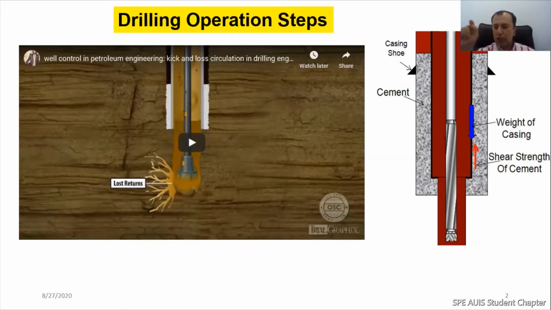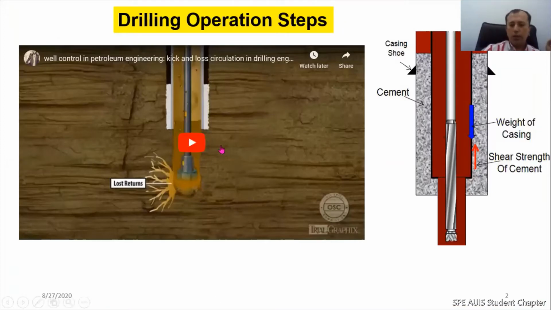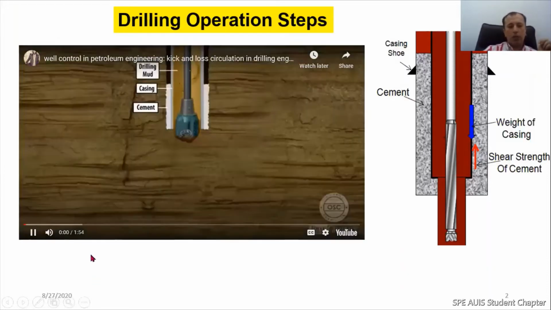So for that reason, I have selected the most complex composite structure ever. Complex. Composite, different types of material. Structure, it is a structure, but it's underground. Let's go ahead, see this video, and understand what will happen when you drill boreholes. Take a look at this video, please, and then we will be talking about it.